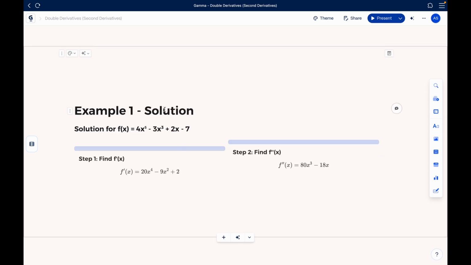And here's the solution, where the first step is to find the first derivative, and the second step is to find the second derivative. This will pretty much be how most of our problems go. First we find the first derivative, then we find the second derivative.